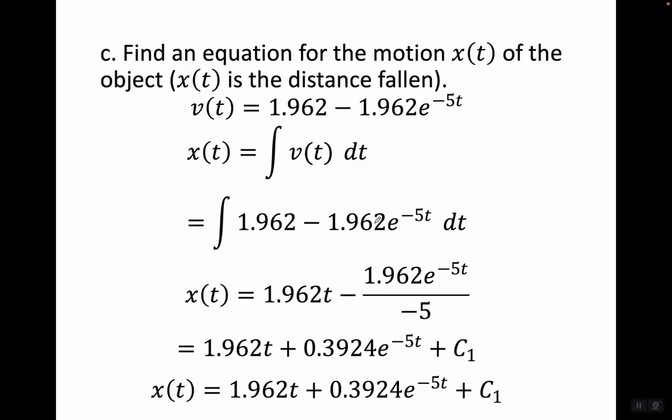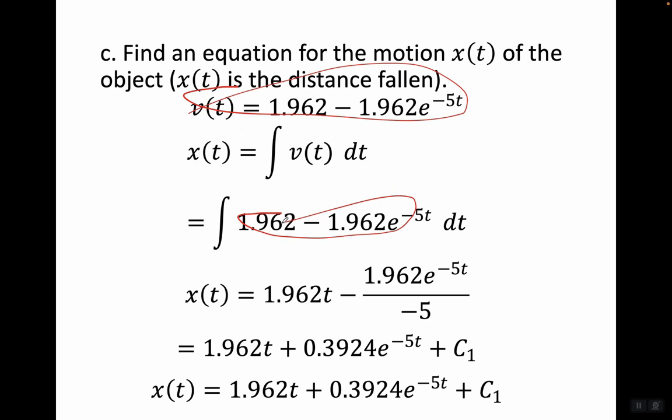Find an equation for the motion x of t of the object. Again, x of t is not the height. It's not really the position. It's really the distance fallen. So here's our formula for v of t. Let's just integrate both sides because the position x of t is the integral of v of t. So we integrate v of t. This again was our v of t.